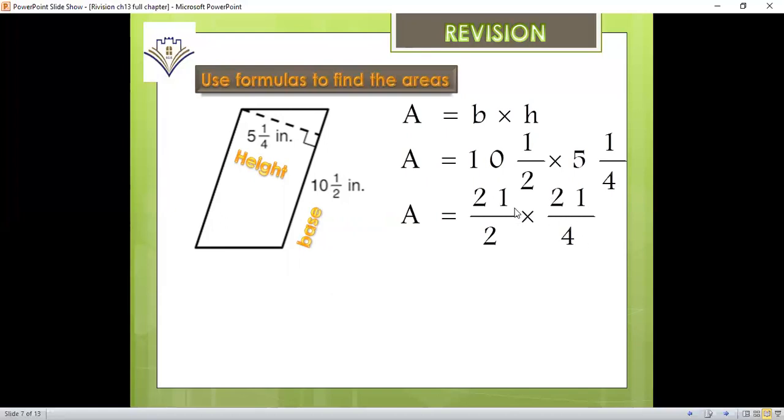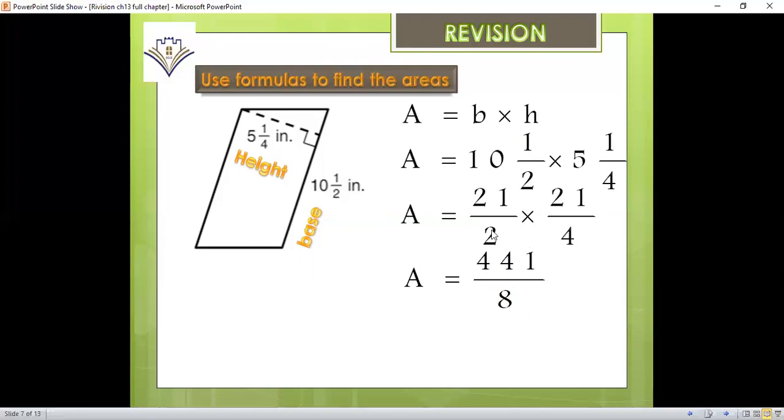Can you simplify? No, we can't simplify it. Then multiply numerator by numerator and denominator by denominator. 21 multiplied by 21, and 2 multiplied by 4. The answer is 441 divided by 8. Why? Because 21 multiplied by 21 equals 441, and 2 multiplied by 4 equals 8.